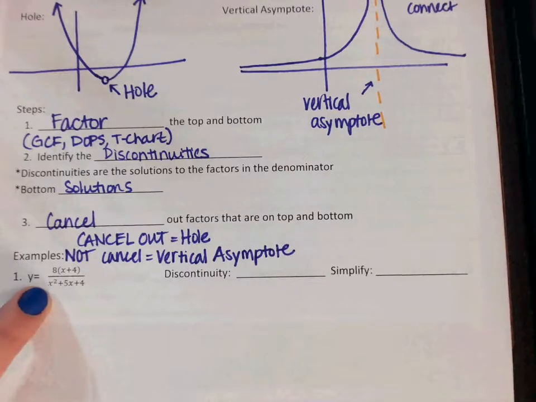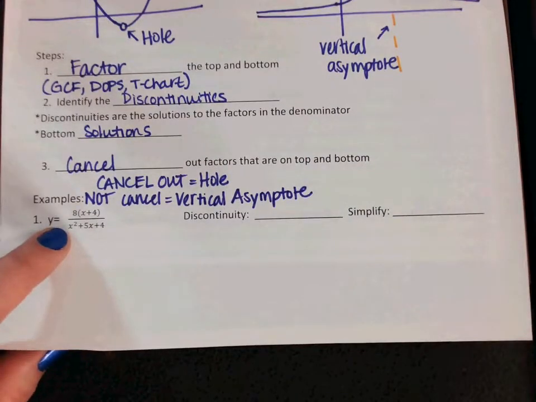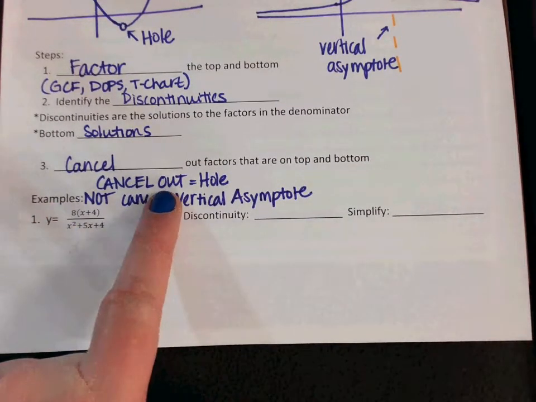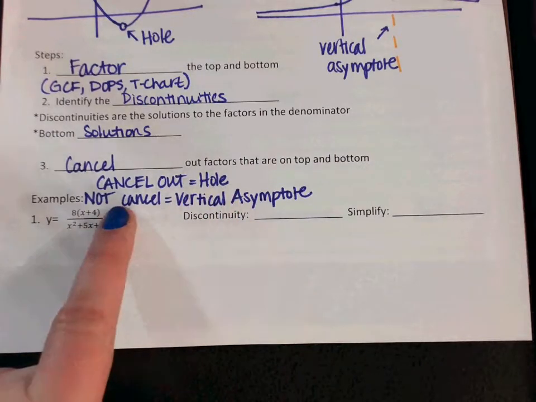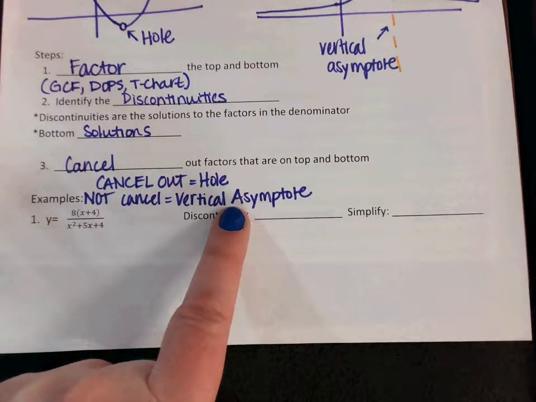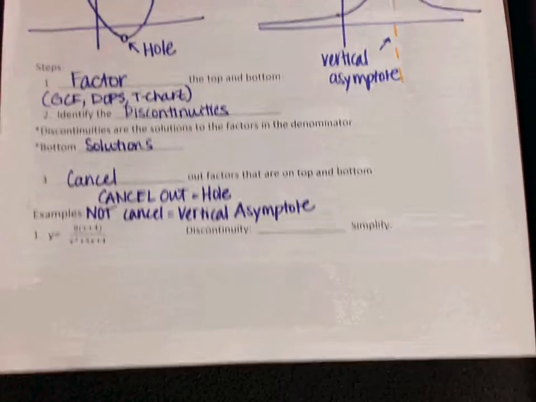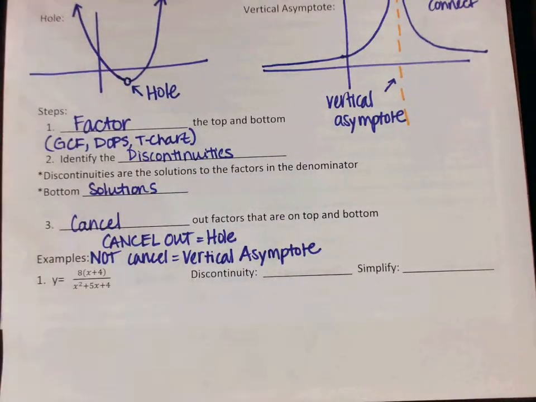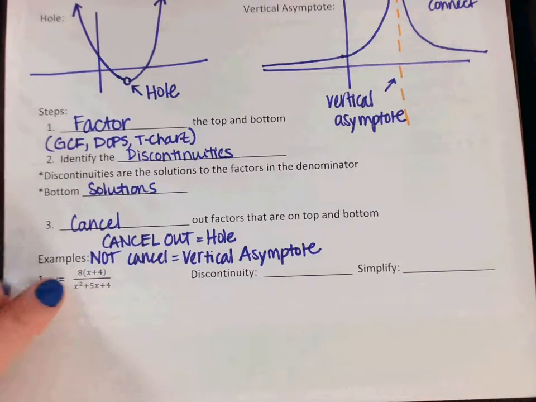Okay? So you're going to factor, cancel out whatever you can. The things that do cancel leave holes. The things that do not cancel leave asymptotes in the graph. And then remember, we drew pictures of what they look like. A hole is just where there's a little gap, and an asymptote is when there's a whole line that your graph can't go through. Okay, so take a look at number 1.